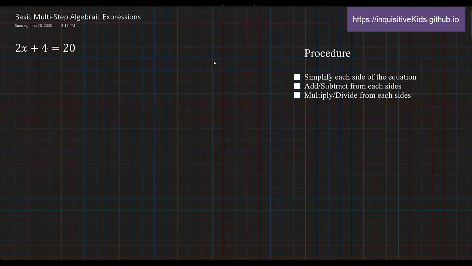Now, in this video, we'll be focusing on some basic multi-step algebraic expressions and the procedure of simplifying them. The first step in the procedure is to simplify each side of the equation. Then we would add and subtract from each side and multiply and divide from each side. So, let's get started.